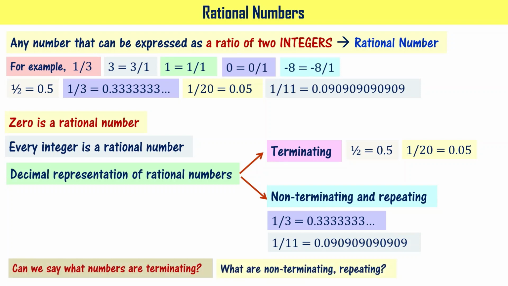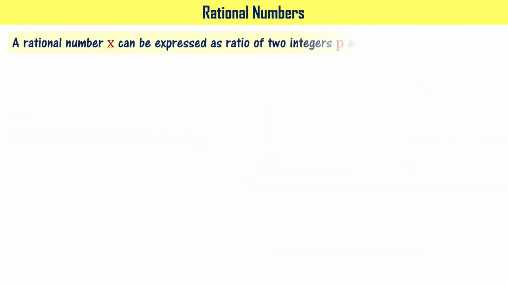Now, can we say which numbers are terminating and which numbers are non-terminating but repeating just by looking at the numbers? Can we say that? That is the question we are going to ask now. A rational number x can be expressed as a ratio of two integers p and q. It means I can write x equal to p by q, right?